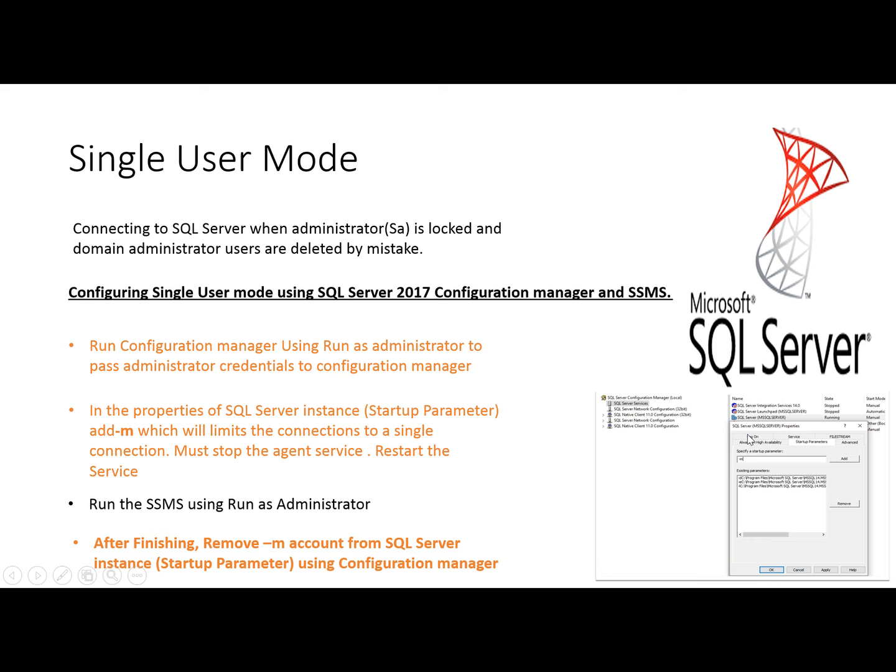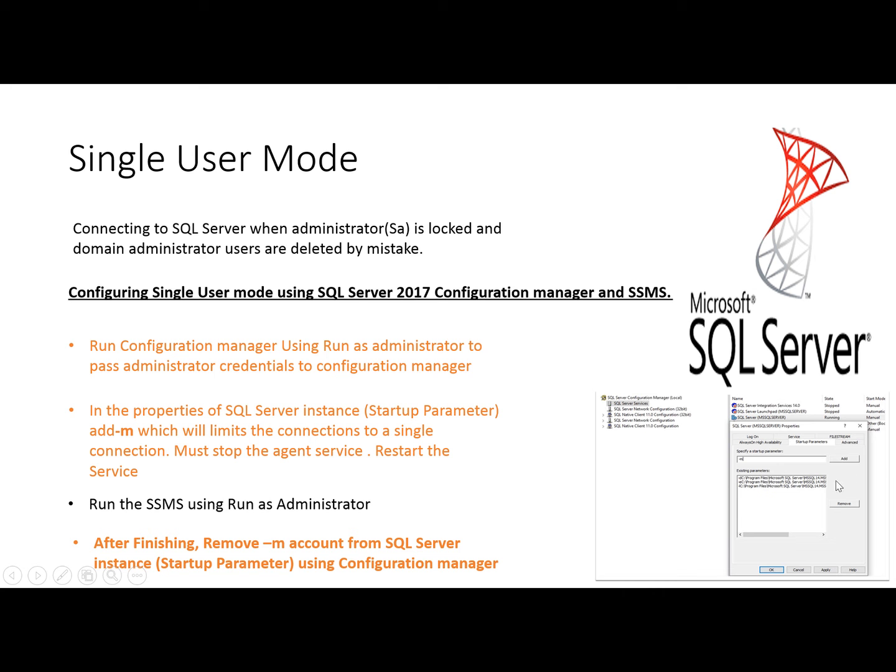We open the properties of that instance, and in the properties there is an option, Startup Parameters. In the startup parameters we add the -m flag, and when we add this m parameter, it limits the connections to a single connection. So now only one connection can be opened with the SQL Server, the administrative connection, and no other client can connect. Only one administrative user can connect.